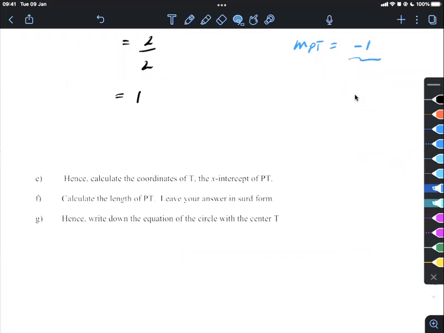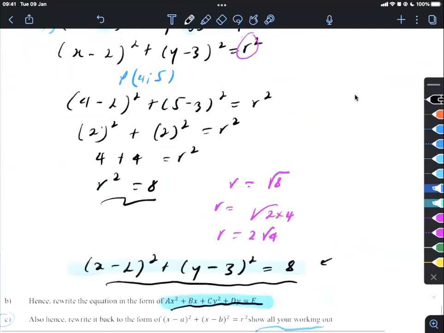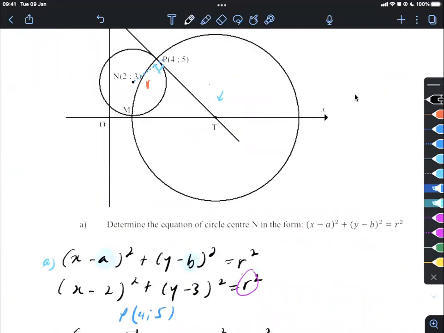Now, here they say hence calculate the coordinate of T. They had us find the gradient of PT, which is the gradient of this line. So the gradient of PT is -1, that line right there. So the next thing they want us to do is to find hence. When they say hence, it means with the information that you've already calculated, you should be able to find the next answer. It should be easy for you to do that.